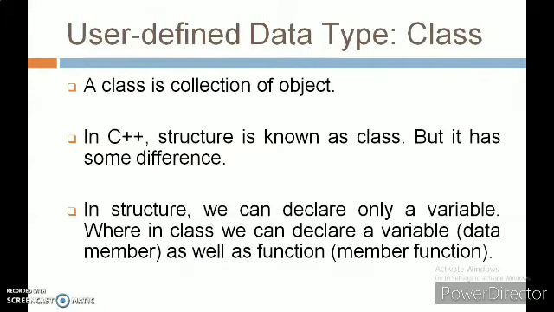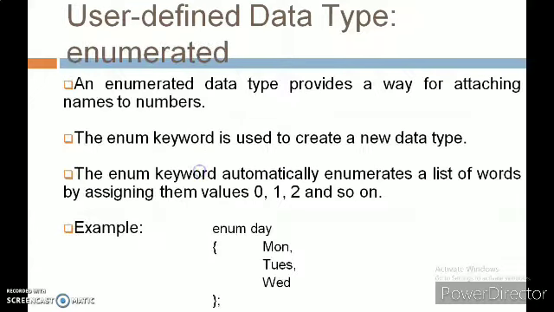Then the next user-defined data type is a class. As discussed in previous videos, class is a collection of objects, and in C++, structure is known as a class, but it has some difference. The major difference between structure and class in C++ is, in structures we can declare only variables, whereas in classes we can declare variables as well as functions. That means we can have data members and member functions both in classes.